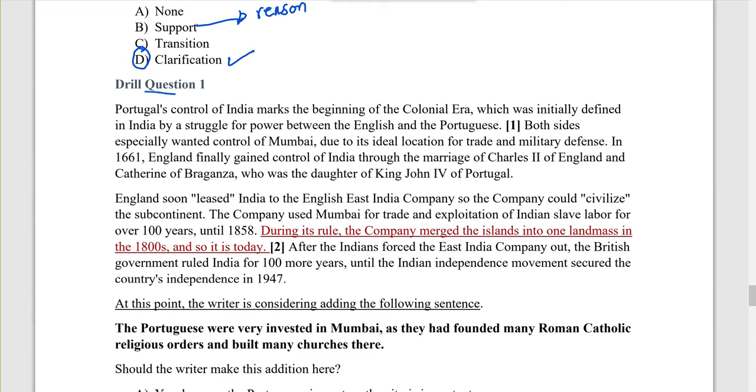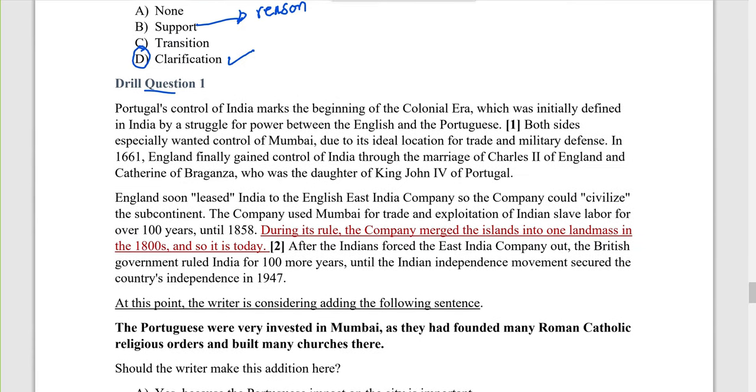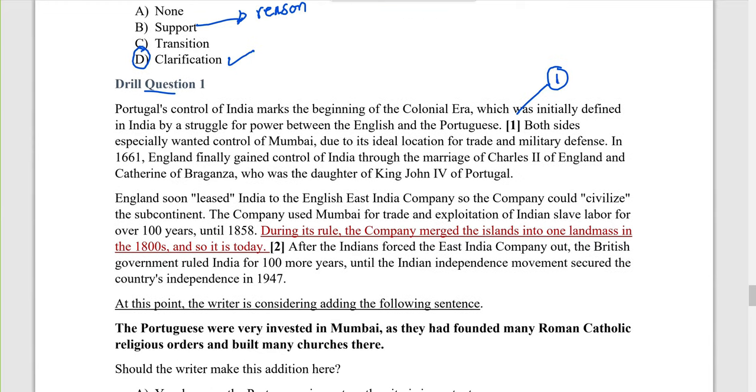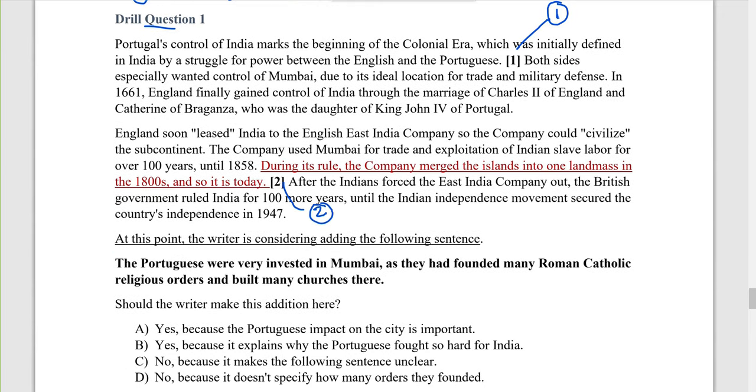Same passage. This is the same passage and drill question number one. Remember, this is question number one, and here, question number two. So we have two questions. The question here is that, at this point, the writer is considering adding the following sentence. The Portuguese were very invested in Mumbai, as they had founded many Roman Catholic religious orders and built many churches there. Should the writer make this addition here or no?